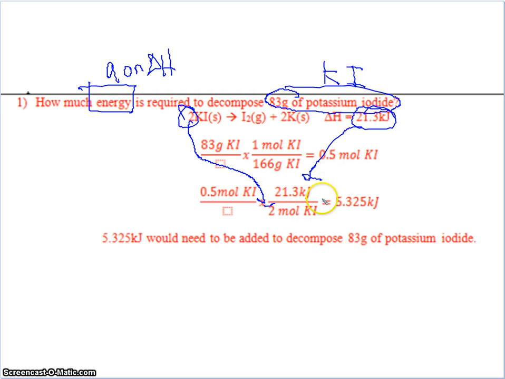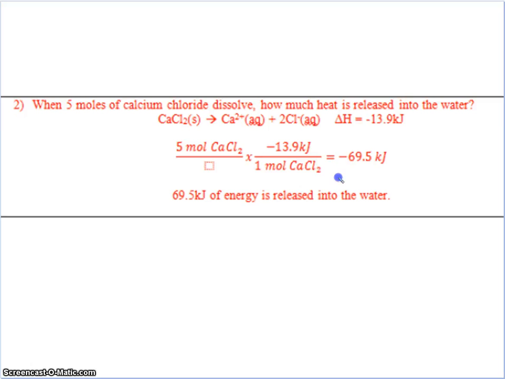Okay, so then they do the math and they find out that's how many kilojoules would be needed. Would be added, which I guess makes sense because this is positive, so this is endothermic. So you have to add energy to decompose this, which I guess makes sense. You add energy to break something apart. Decompose is break apart, right? All right, number 2, when 5 moles of calcium chloride dissolve, how much heat is released into the water?